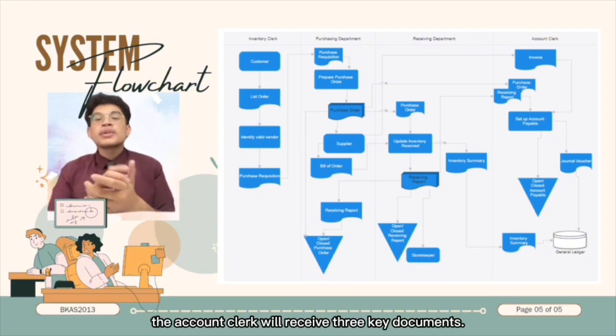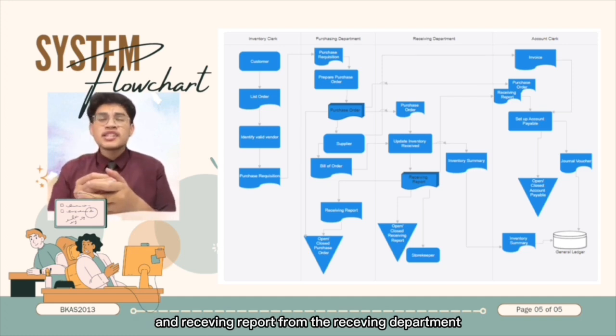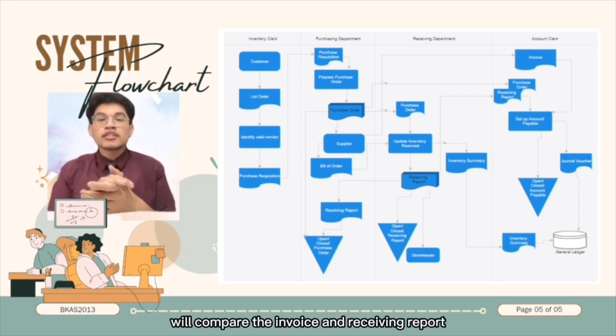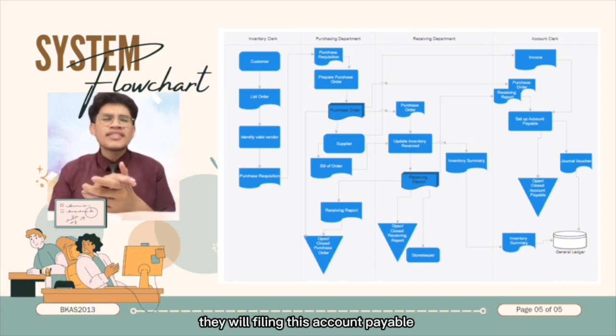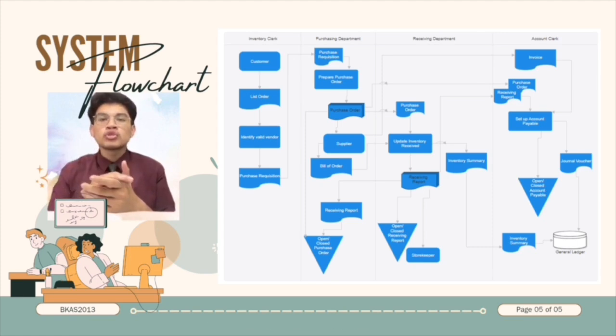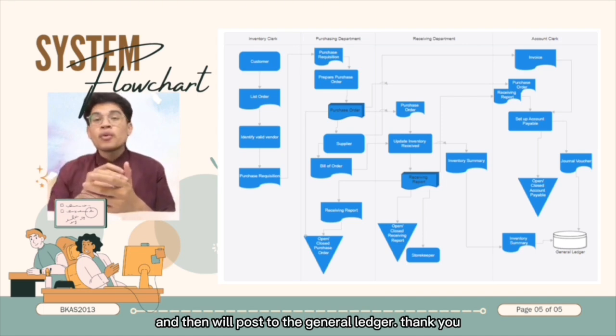Lastly, the account clerk will receive 3 key documents, which are the invoice and purchase order from the purchasing department and the receiving report from the receiving department. With these 3 types of document, the account clerk will compare the invoice and receiving report to set up the accounts payable. After this process, they will file this accounts payable and prepare the journal voucher document to post to the general ledger. The account clerk will also receive the inventory summary document from the receiving department and then post it to the general ledger. Thank you.